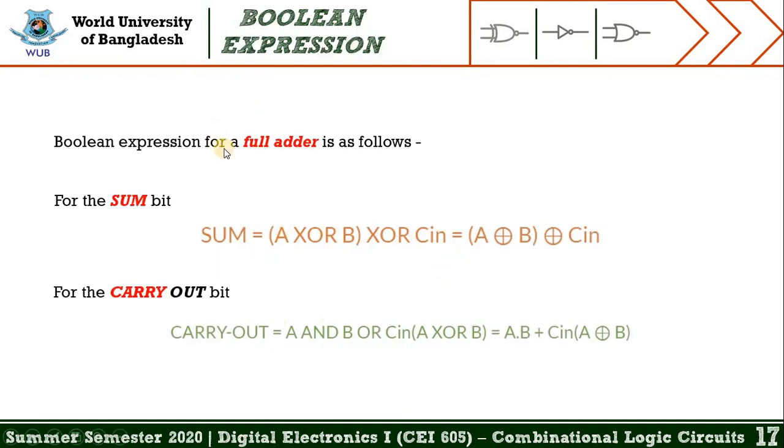From this slide we may learn the Boolean expression of the output section of full adder. For the sum bit we get A XOR B XOR C in, and for the carry out we get A AND B OR C in AND, inside the parenthesis, A OR B. Remember these things.